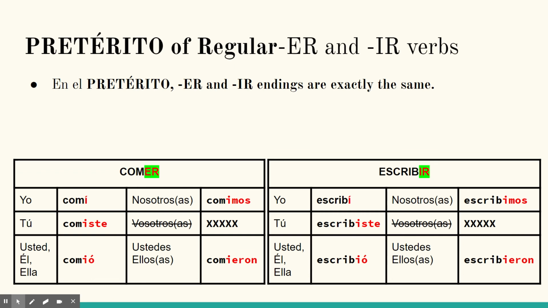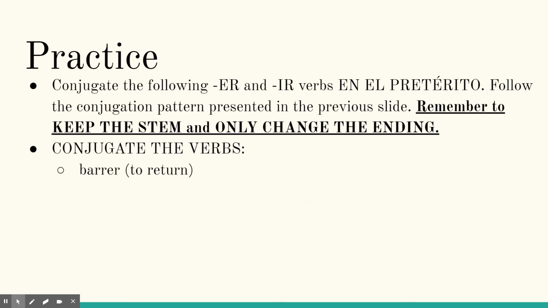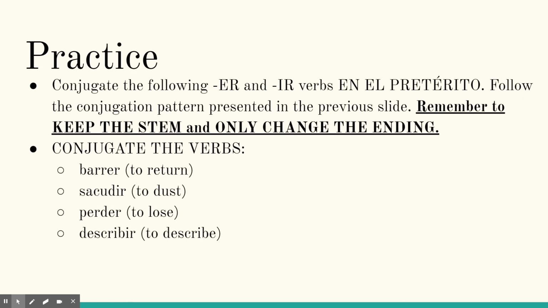Okay, so if you have this written down, I'm going to ask you to do some practice. I want you to practice conjugating the following ER and IR verbs once again en el pretérito, and I want you to follow the conjugation patterns presented in the previous slide. Remember to keep the stems and only change those endings. So I want you to conjugate these verbs. Number 1, barrer. Number 2, sacudir. Number 3, perder. Number 4, describir. And number 5, reconocer. Make sure you keep those stems, only change those endings. Make sure you start with your conjugation box and conjugate those 5, please. Once you're done, move on to the next slide.